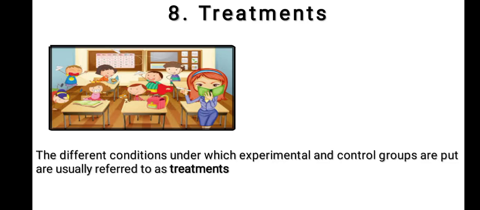Next one is treatment. The different conditions under which the experimental and control groups are put are usually called treatments. So in the above illustration, the two treatments are the usual studies program and the special studies program. Similarly, if I wanted to determine through an experiment the comparative impact of three varieties of fertilizers on the yield of wheat, the three varieties of fertilizers will be treated as three treatments.